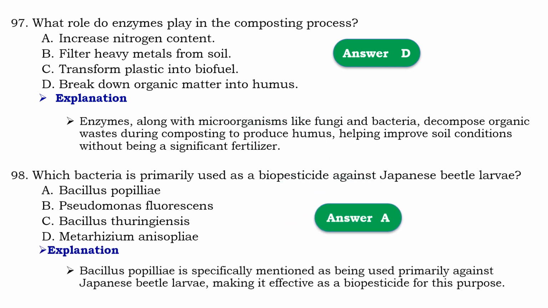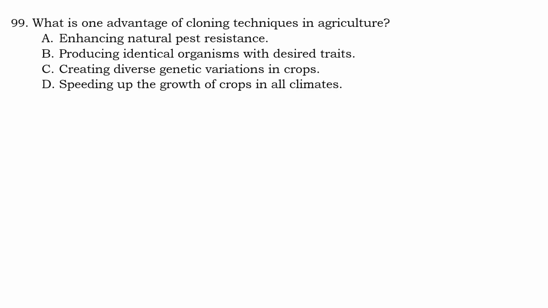Bacillus popilliae. Means that Bacillus popilliae is significantly mentioned as used primarily against Japanese beetle larvae, making it effective as biopesticide for this purpose. Question number 99. What is one of advantage cloning technique in agriculture?